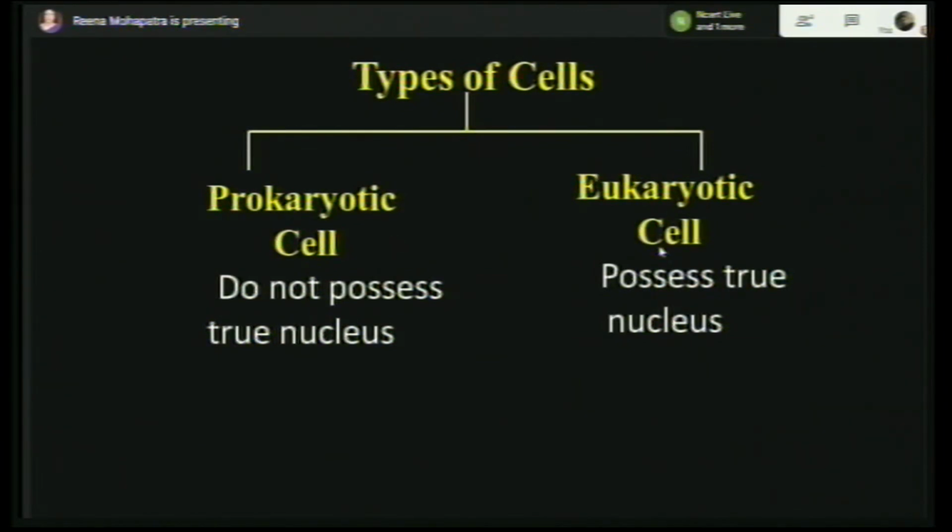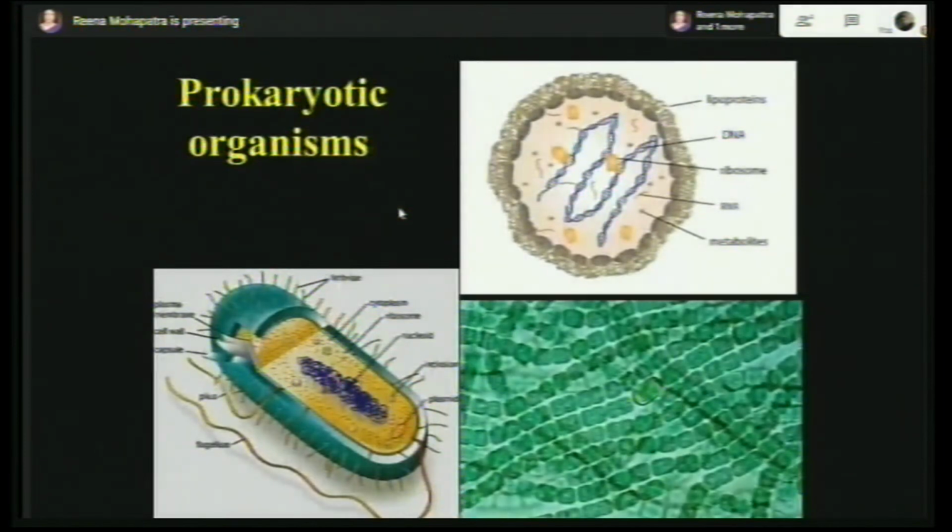Eukaryotic cells are those which possess a full-fledged, definite, prominent nucleus. On the basis of nucleus, we have divided cells into prokaryotic and eukaryotic. But not only the nucleus, prokaryotic cells and eukaryotic cells vary in many more characteristics. Gradually we'll learn about them.